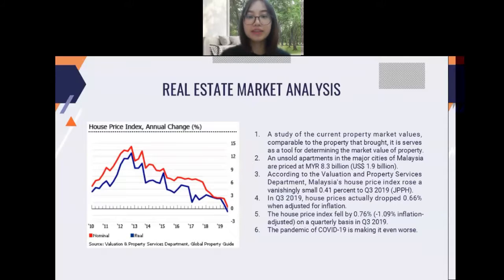Then the pandemic of COVID-19 made the house price index even worse. You can see from the left side graph that the line fell down to the very low current situation due to the pandemic of COVID-19, making it worse for our house price index in Malaysia.